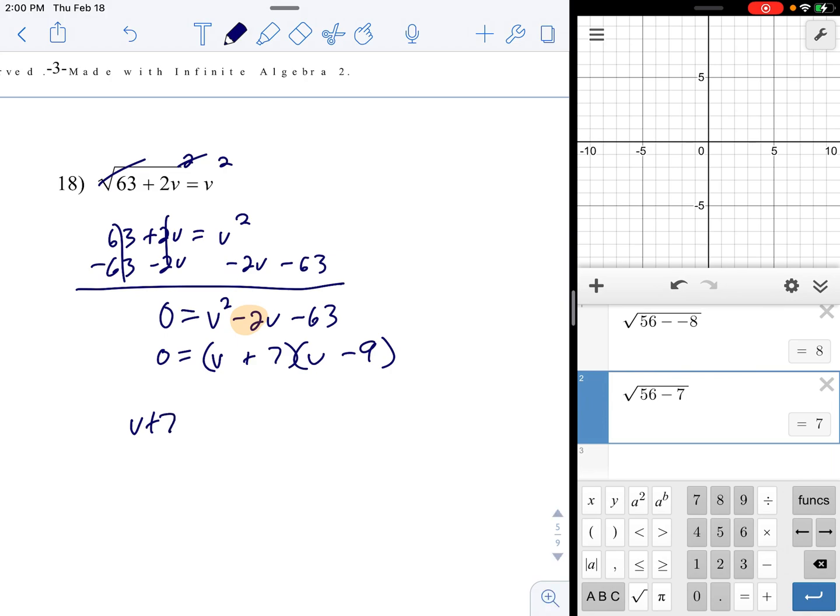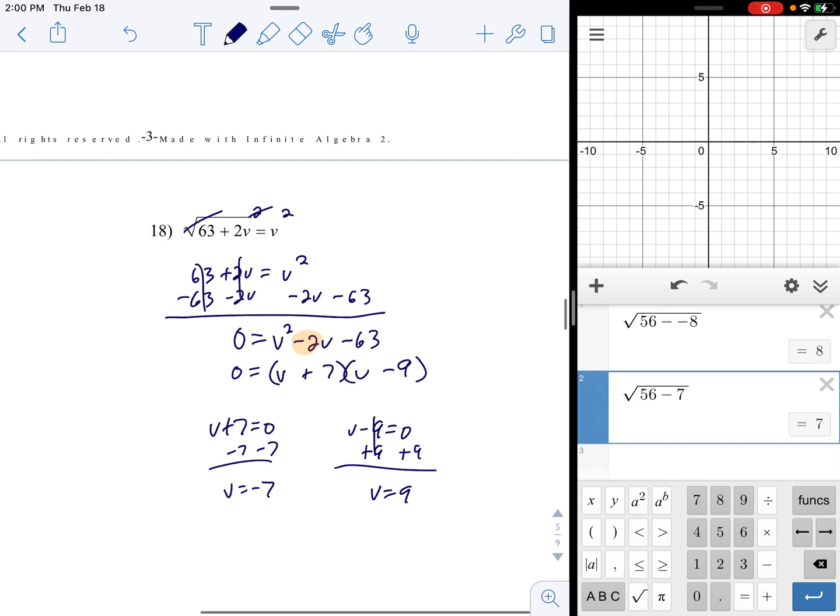Set these equal to 0. Minus 7, v equals -7, plus 9, v equals 9. So we get two answers. I'm not going to circle them yet because we need to check them.